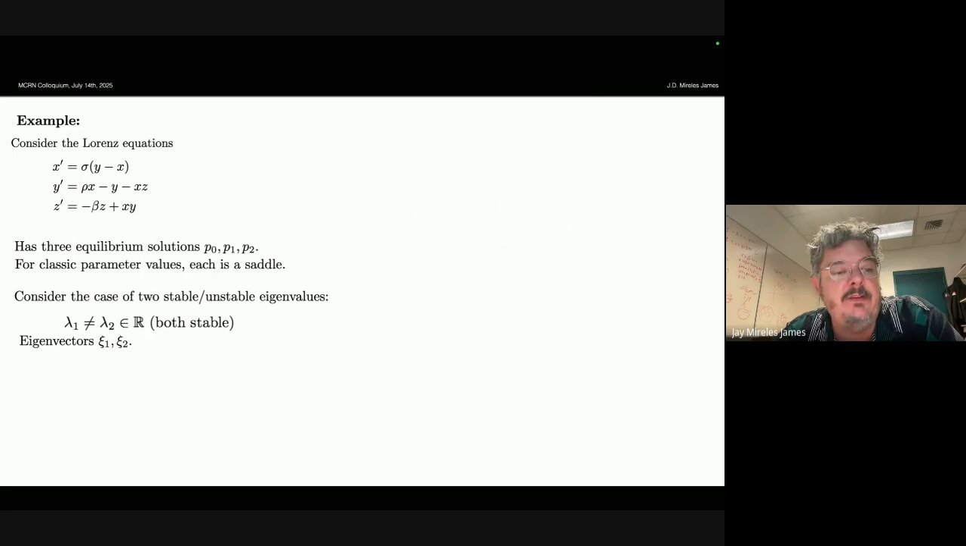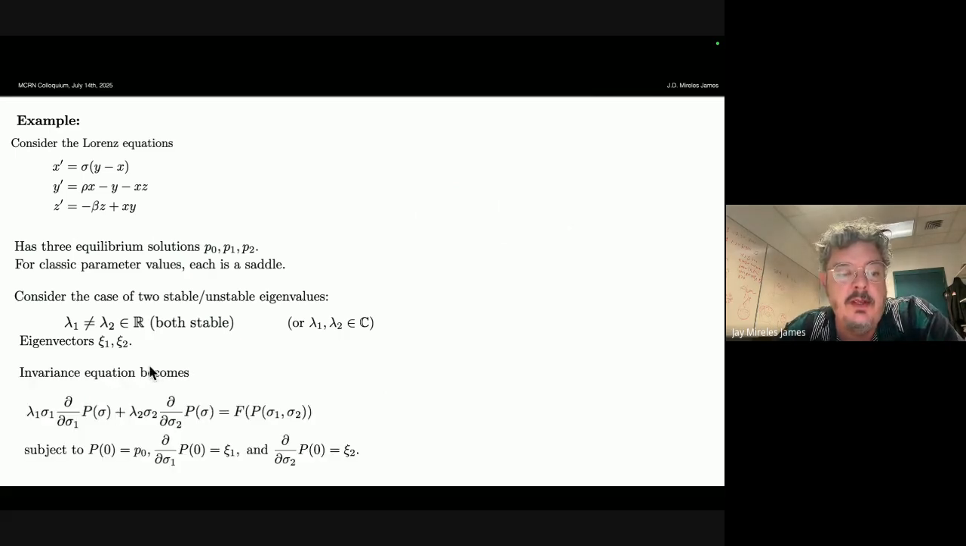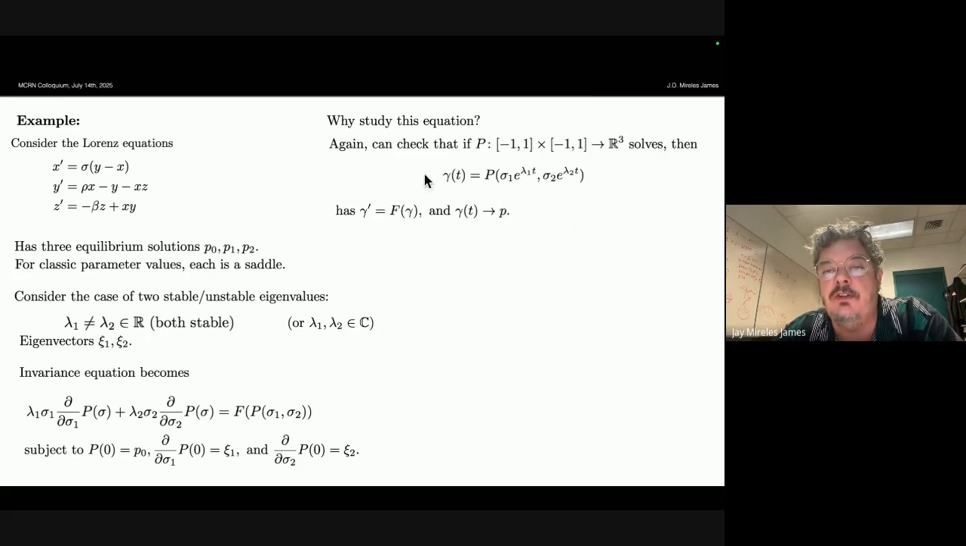For a 2D manifold, so say you have a pair of, say, stable or a pair of unstable eigenvalues, your invariance equation is now this. How do you see that? Well, this time I'm going to do even less, but if someone wanted to work this out, you can just pick a point on the image of P and then apply these linear dynamics to define a curve on the image of P, and you can just check that that curve is a solution, so that the image of P really is invariant under the dynamics generated by F.